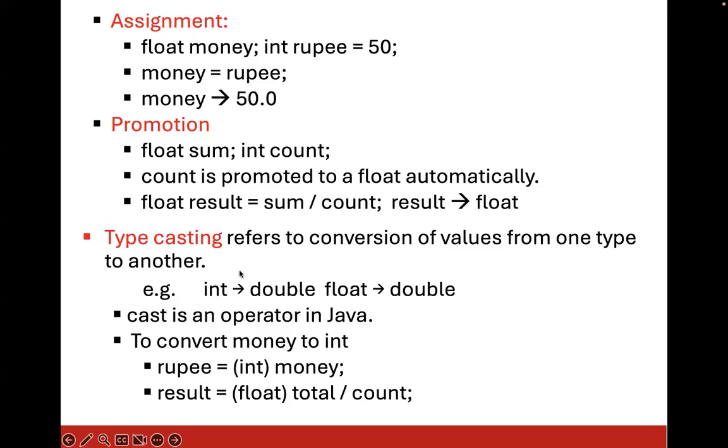So here when you convert integer to double, integer is a small data type compared to double.